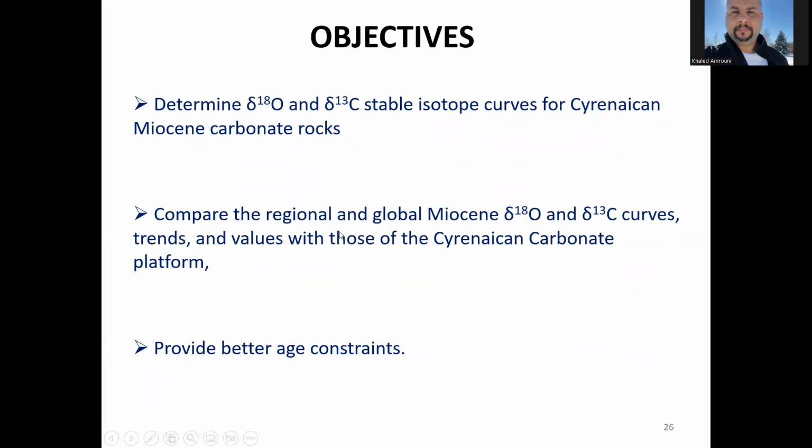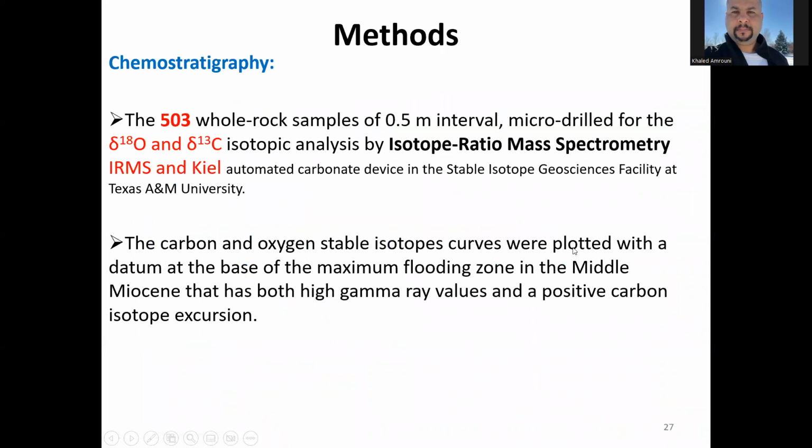Also, we want to compare the regional and global Miocene oxygen and carbon curves, trends, and values with those of the Cyrenaican platform. And the carbon stable isotope will provide a better age constraint on the Miocene section in the Cyrenaica. So for the methods of the chemostratigraphy, we did a whole rock study, 503 samples with a logging interval of 0.5 meter, micro drilled for the oxygen and carbon stable isotope study.